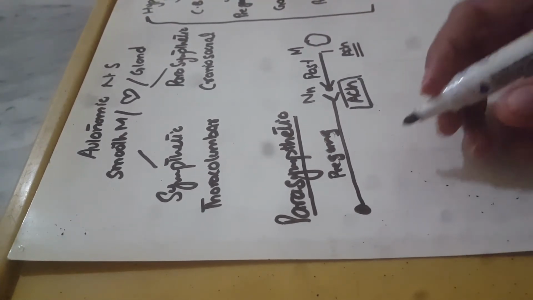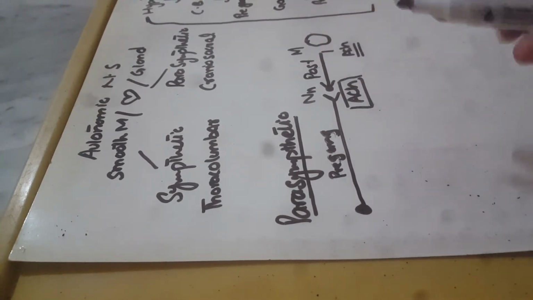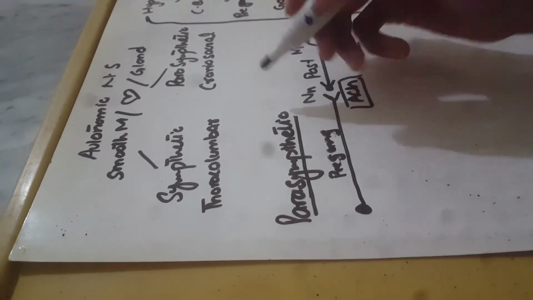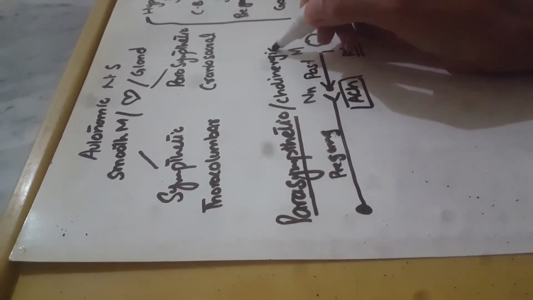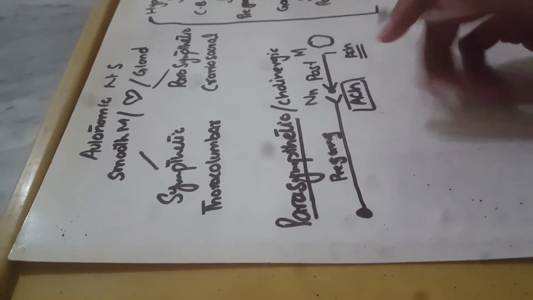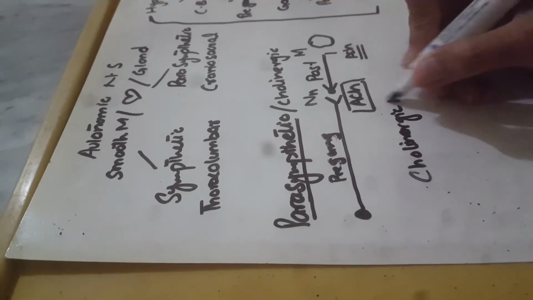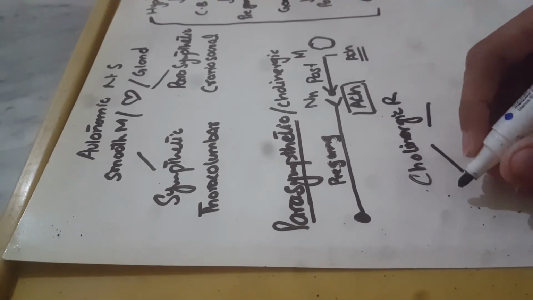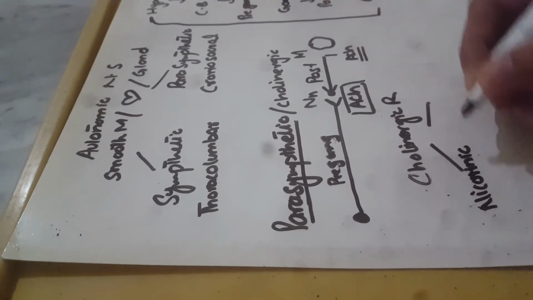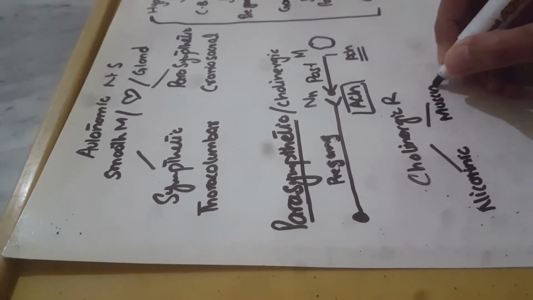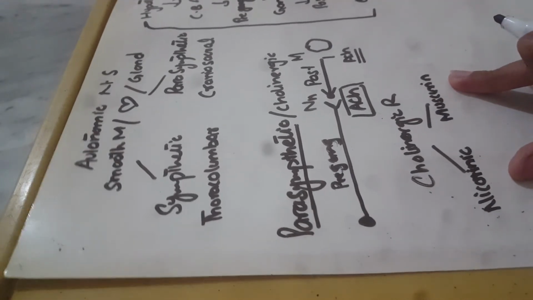Now remember, this is acetylcholine. This is cholinergic, not adrenergic. Parasympathetic is cholinergic because it is acetylcholine. So it should have cholinergic receptors. There are two types of cholinergic receptors. We have nicotinic receptors and we have muscarinic receptors. These two receptors should be present at the parasympathetic chain, right?